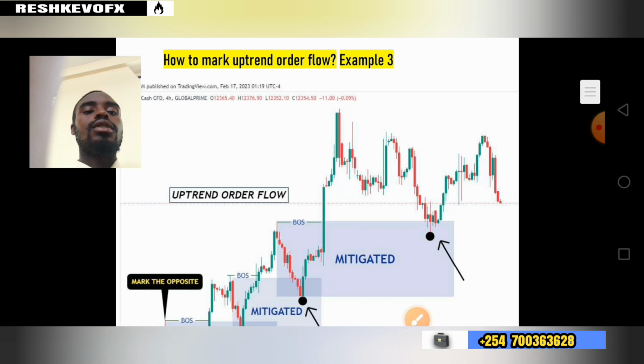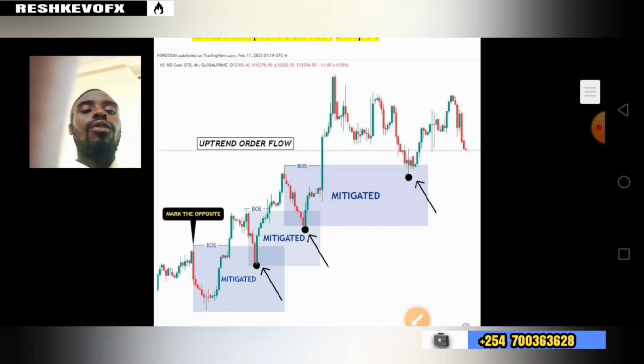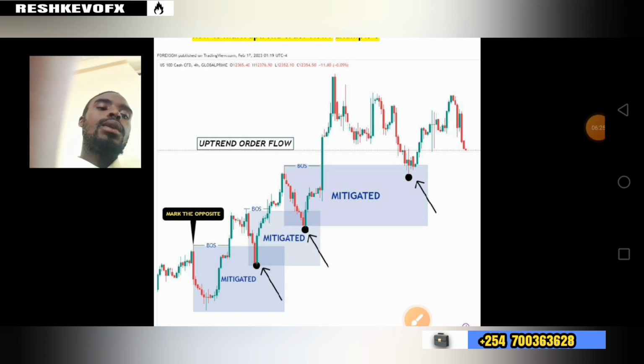Yes, example 3. How are they marked? How are the underflows being marked? Whenever there is a breakover, let's take an example, this is an uptrend. Let me show you guys.